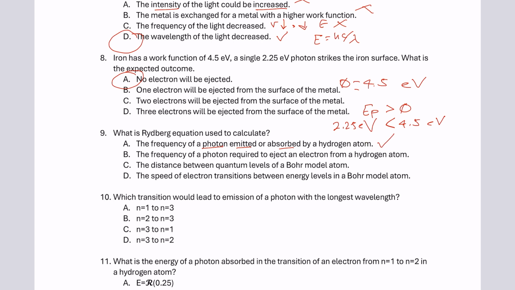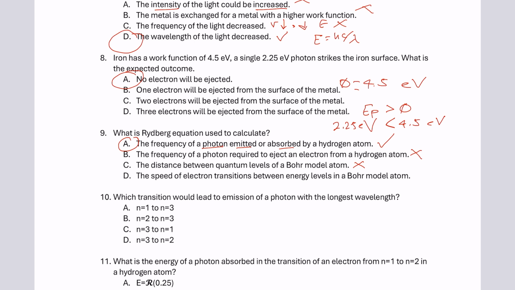This is the correct answer, but we're going to read B, C, and D anyway. B says the frequency of a photon required to eject an electron from a hydrogen atom. Incorrect, because this relates to the photoelectric effect, which depends on the work function and not the Rydberg equation. So B is incorrect. C says the distance between quantum levels of a Bohr model atom. This is incorrect because the Rydberg equation does not directly provide spatial distances, only the frequency or energy of transitions.